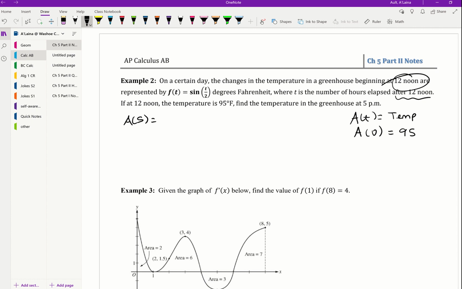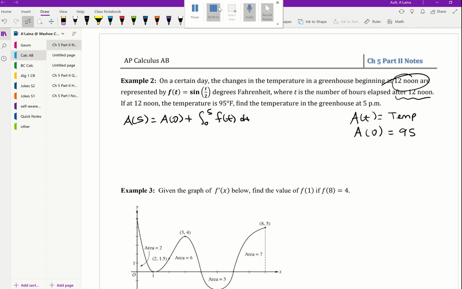So A of 5 could be found by doing A of 0 plus the definite integral from 0 to 5 of F of t dt. And so since I'm only going to use F of t once, I won't bother defining it. I'll just type it into the calculator. For A of 0, I'll use 95.